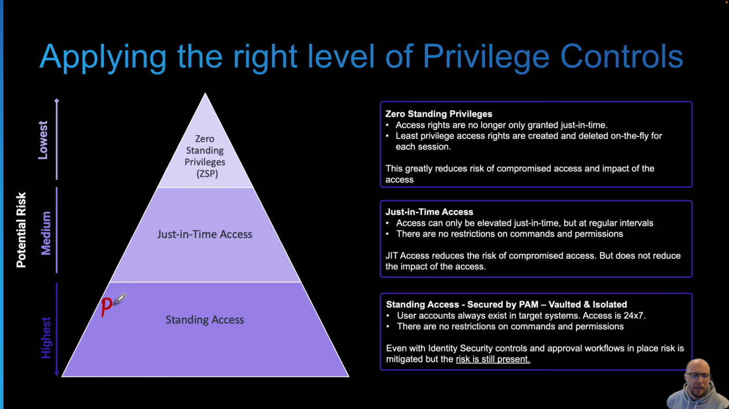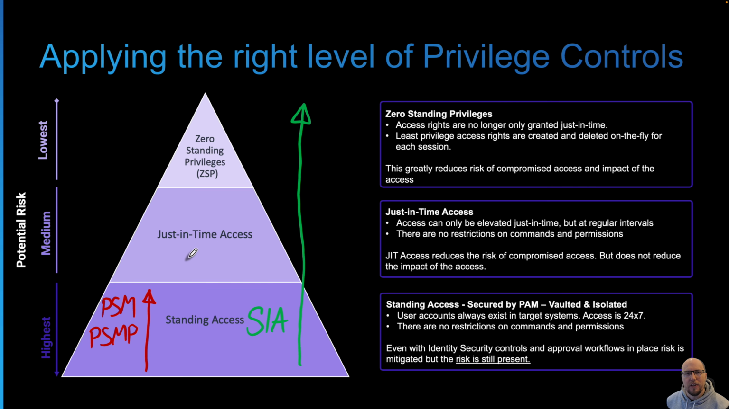If we think about PSM and PSMP, these products fit into the standing access area. Whereas when we think about SIA, this product fits across standing access, just-in-time access, and zero standing privilege. In today's video, I'll be covering in detail how we can apply just-in-time access through recurring access policies for Linux SSH. And now with that said, I'll go through the architecture differences between PSM, PSMP, and most importantly, SIA, and how you can improve the level of privilege access controls for those use cases.